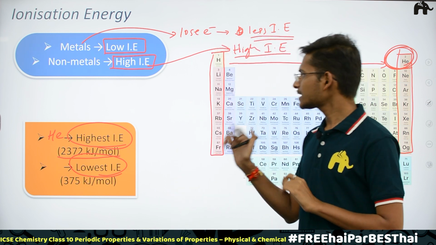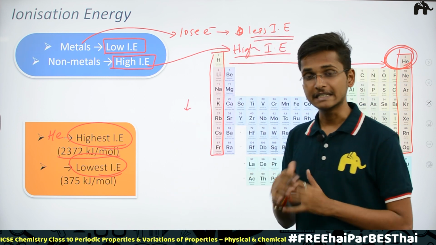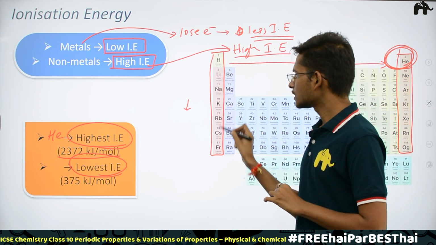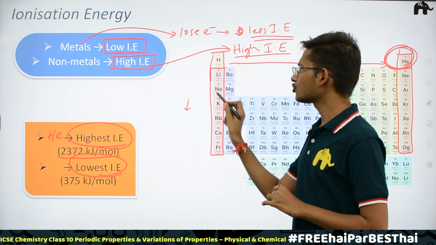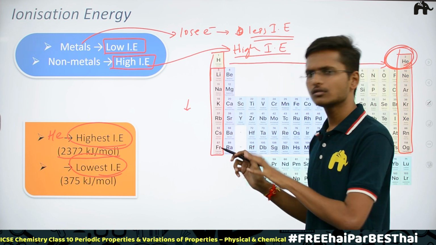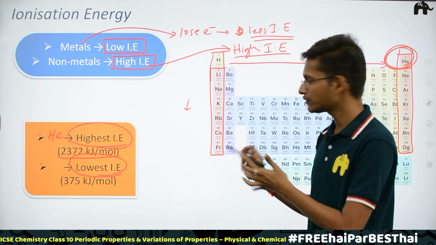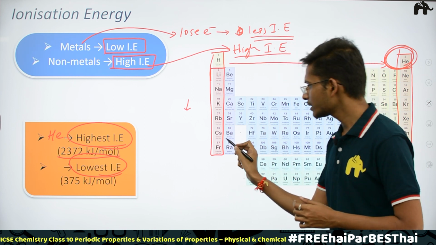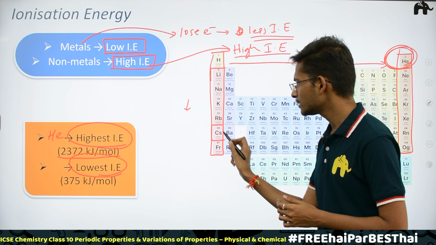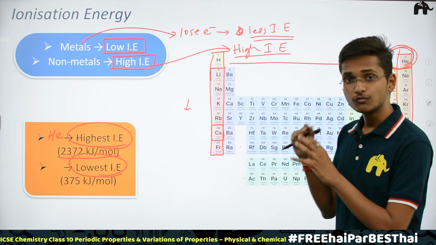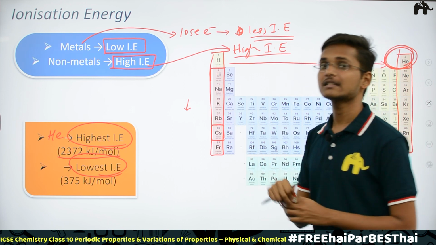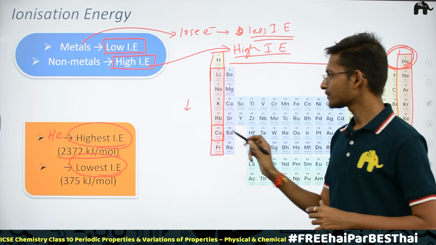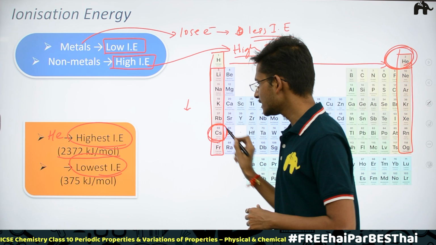So down the group, what happens? Ionization energy goes on decreasing. When we move from lithium to sodium, potassium, rubidium, cesium, let's not take the case of francium, it's radioactive, so let's not talk about this element. We would just end up till cesium, and this cesium would have the lowest ionization energy because ionization energy is decreasing down the group. So our answer would be cesium.